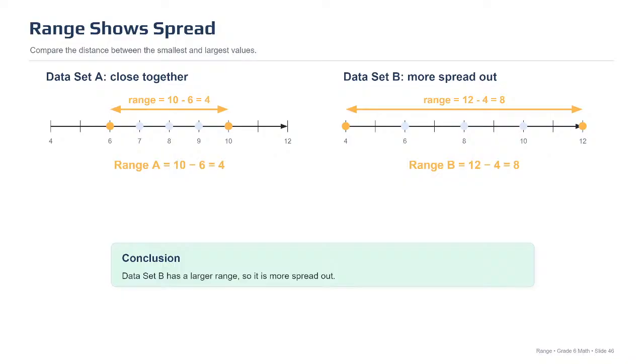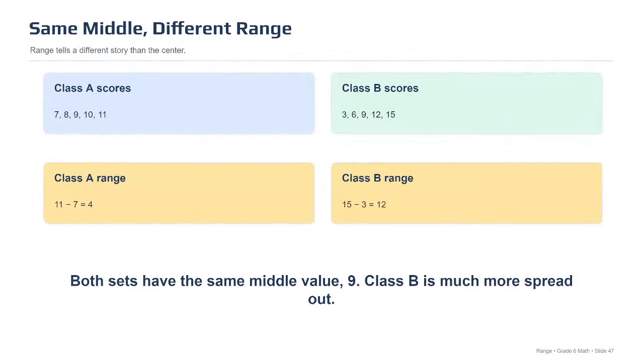Same middle, different range. Range tells us a different story than the other measures. Class A scores are 7, 8, 9, 10, 11. Class A range is 11 minus 7, which equals 4. But Class B is 3, 6, 9, 12, and 15. 15 minus 3 is 12. So both sets have the same middle value, which is 9, but Class B is more spread out.